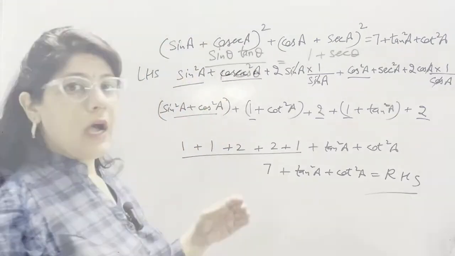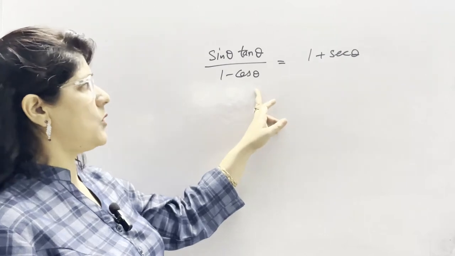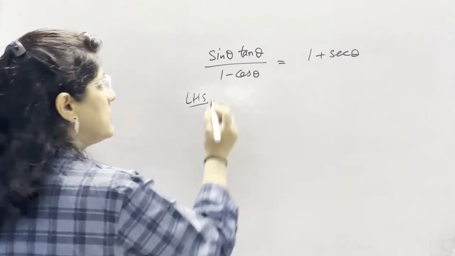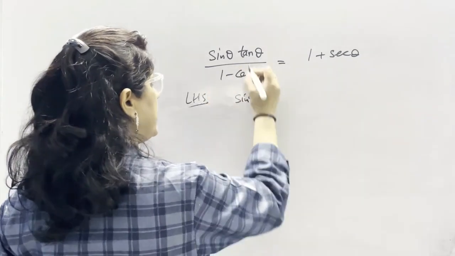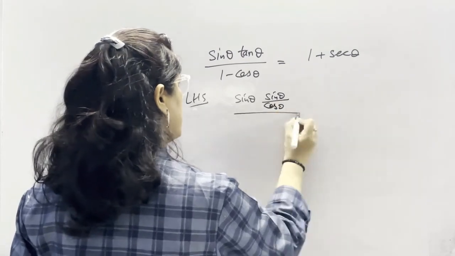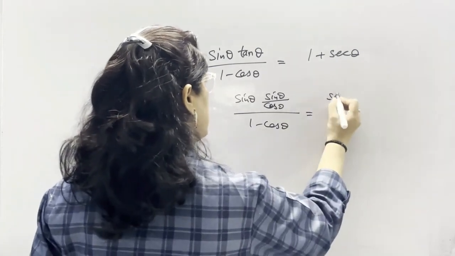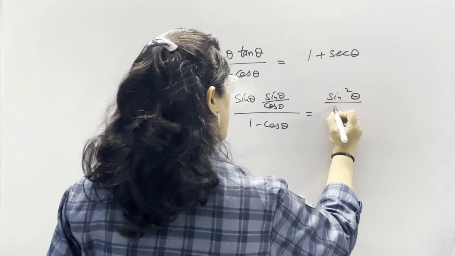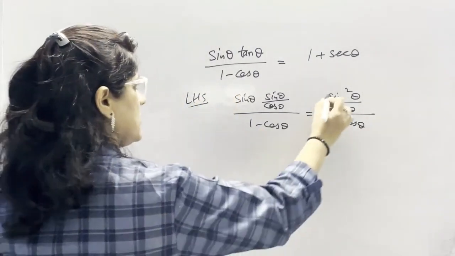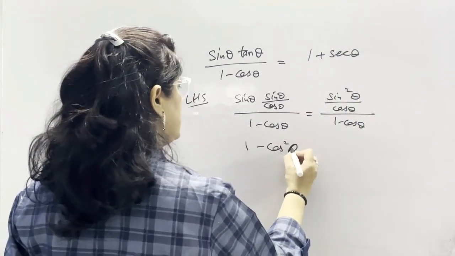Hence proved. Our next question is sin theta multiplied by tan theta, in the denominator there is 1 minus cos theta, and in RHS 1 plus sec theta. Again started with LHS, sin theta, and tan theta we can write as sin theta upon cos theta. In the denominator 1 minus cos theta is here. And here sin multiplied by sin square theta upon cos theta, denominator 1 minus cos theta. Sin square theta we can write as 1 minus cos square theta.